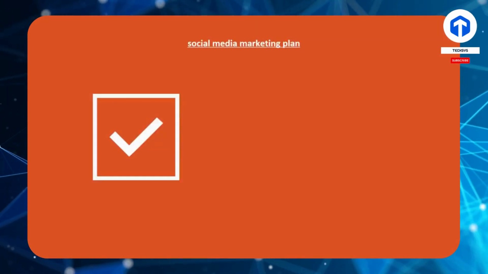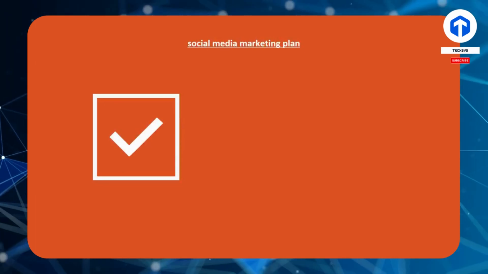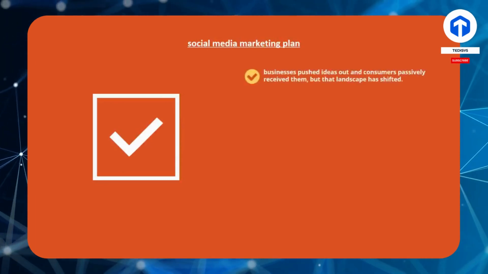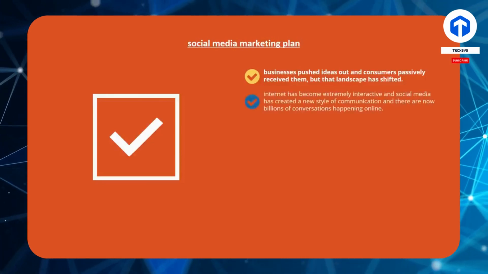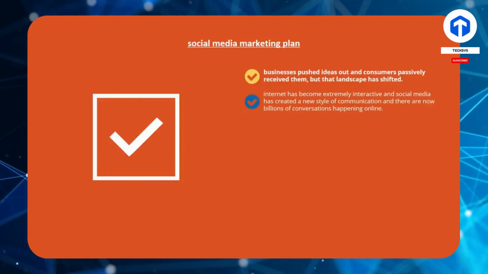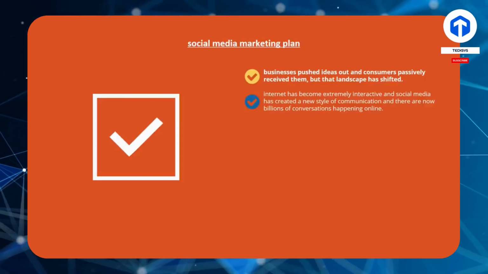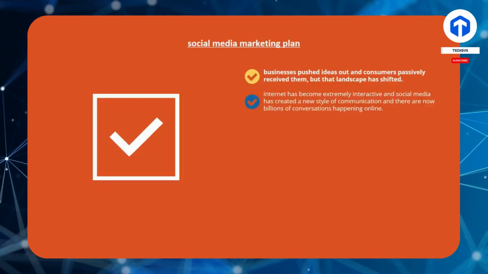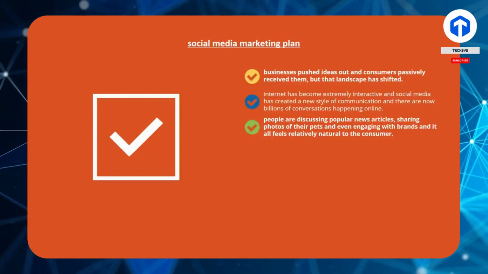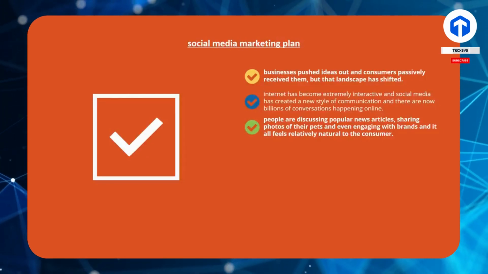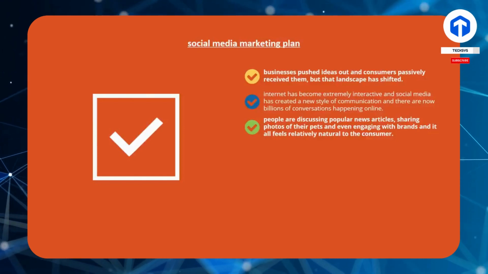Historically, online marketing was a fairly one-sided approach. Businesses pushed ideas out and consumers passively received them. But that landscape has shifted. The internet has become extremely interactive, and social media has created a new style of communication, and there are now billions of conversations happening online. People are discussing popular news articles, sharing photos of their pets, and even engaging with brands, and it all feels relatively natural to the consumer. It's just part of how the web operates.